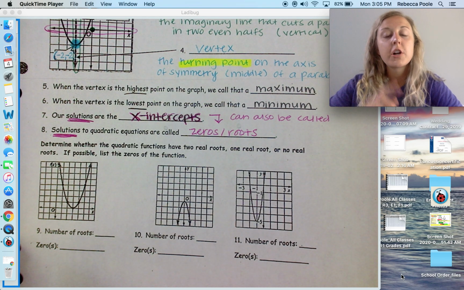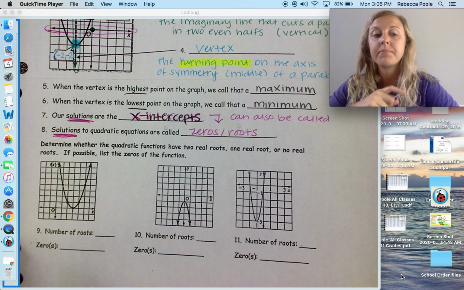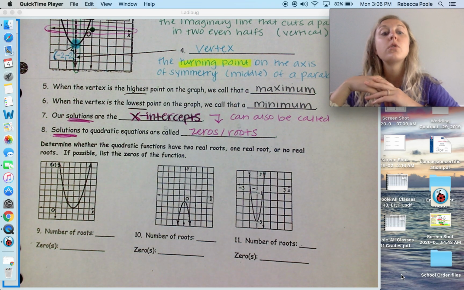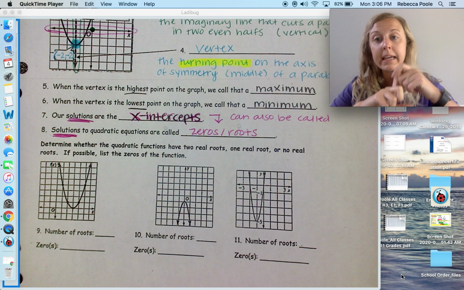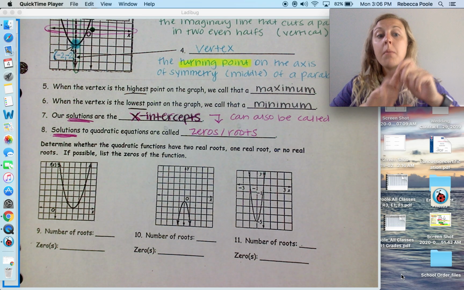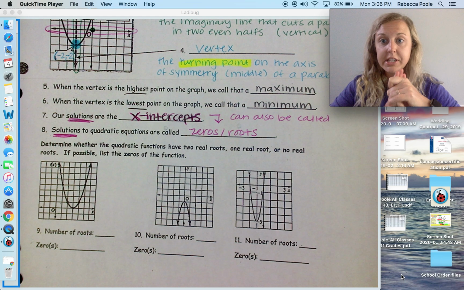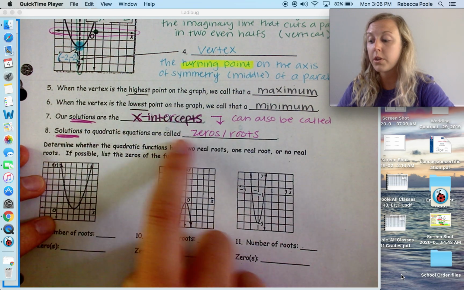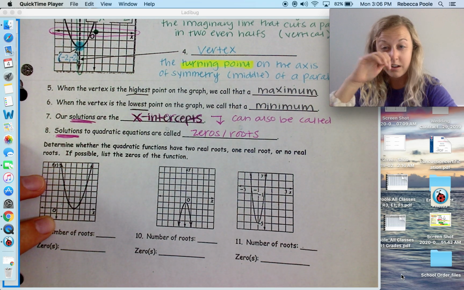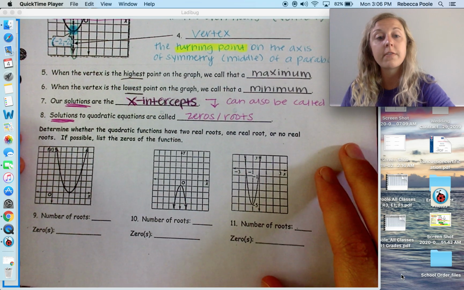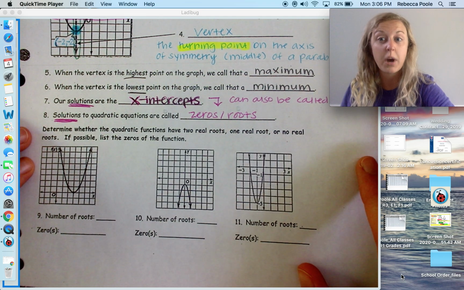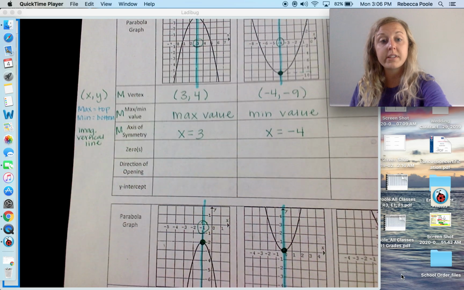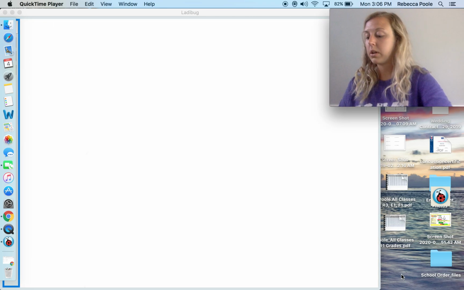Hey guys, so for the second day of notes, day 2, Tuesday, we are going to be talking about how to find the direction of opening, the y-intercept, but we're going to start with the x-intercepts or the solutions or the zeros or the roots. Remember, all four of those names stand for the same thing, okay? So we are going to finish the bottom section on the front that I told you to wait on yesterday, and then just like yesterday, we'll go into our 4 examples on the back, okay? So let's go ahead and get started.